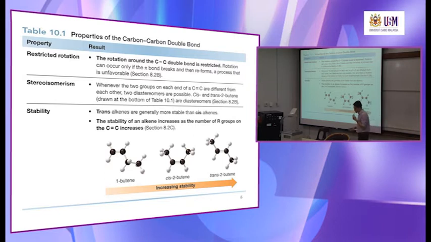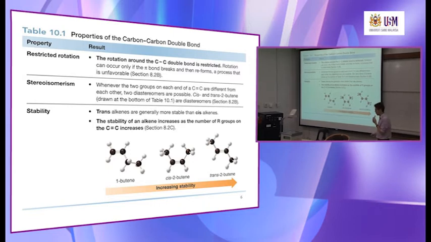This is what we call the stability of alkene increases as the number of R groups on the C double bond increases. This is what we have studied also last chapter. So more substituted alkene is more stable.